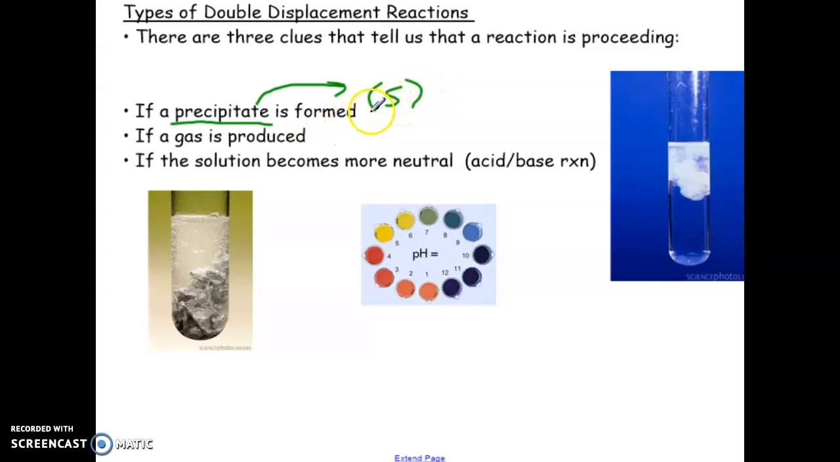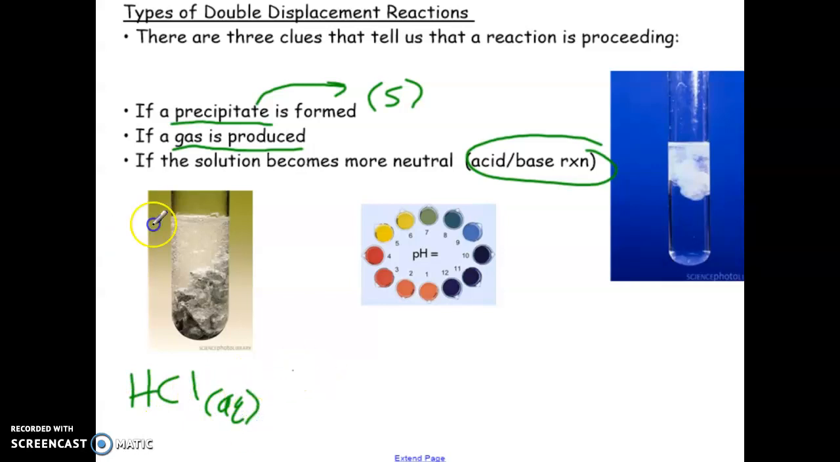Another piece of evidence for this type of reaction is if you see gas bubbles. Gas bubbles usually mean, right, a sign of chemical change. Also, if the solution becomes neutral, meaning you have an acid-base reaction, that is also evidence of a chemical change, right? A change in pH. So these are typically double displacement reactions.